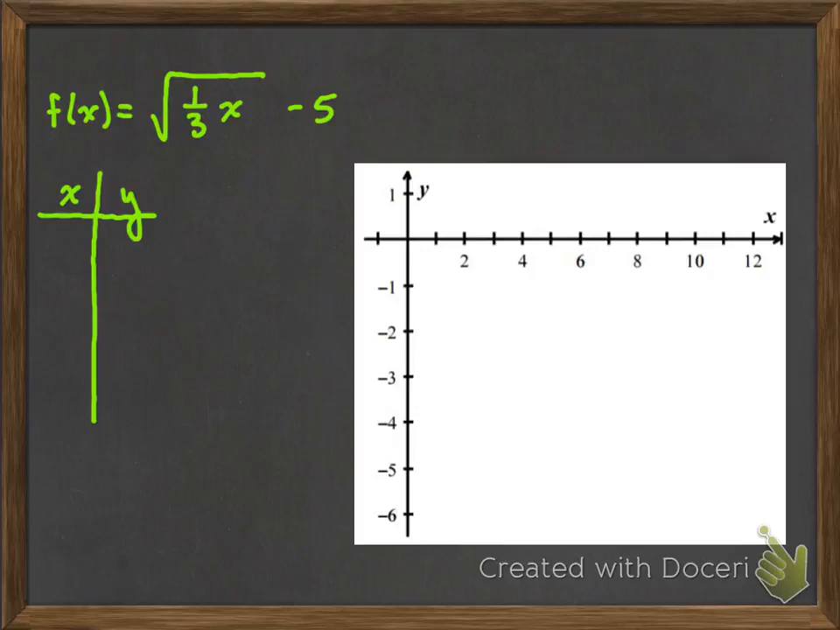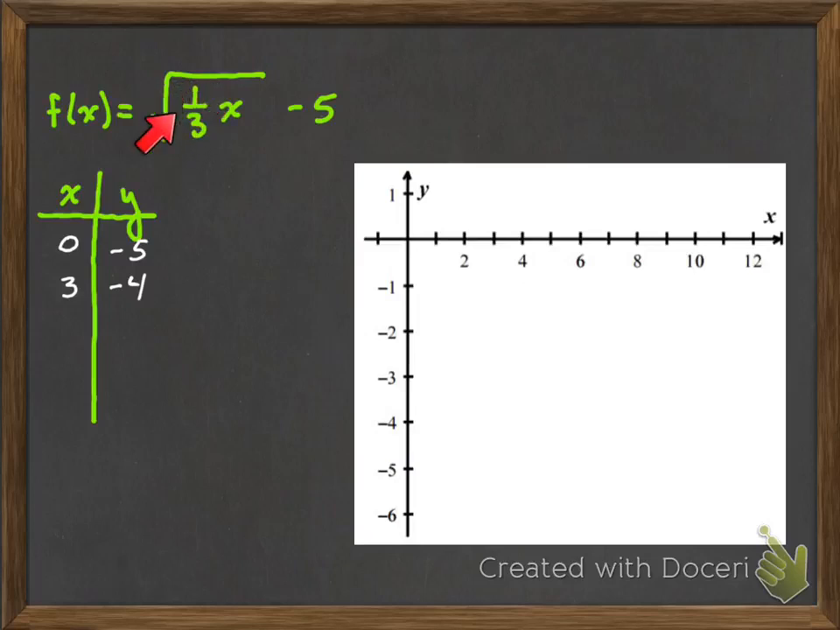All right, so I'm going to go a little bit faster on this. We want a 0 under here, so that means we're going to use an x value of 0, and that will give us a y value of -5. Then we want this to be a 1, so that means x will need to be 3, and that will produce a y value of -4.